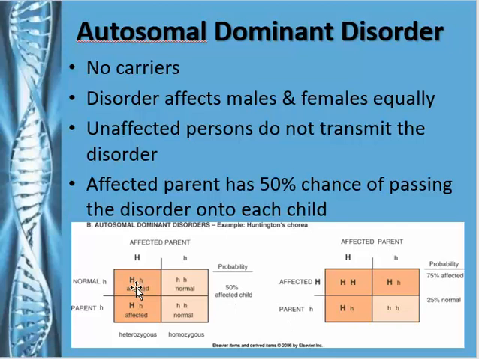So this is affected parent, normal, so half the children will be affected. Both of these are heterozygous. Half the children will be normal. They won't have it at all, and they can't pass it along. The affected parent and an affected parent, if they're both heterozygous, 1 child will be homozygous, 2 will be heterozygous, 1 will be normal. But any offspring of this person will have HH, and it will be 100% of their offspring.